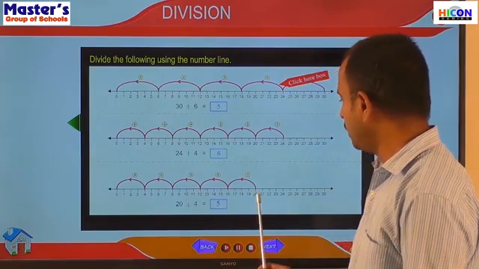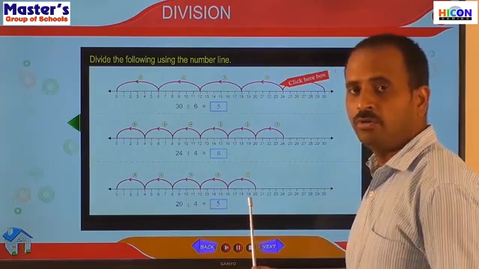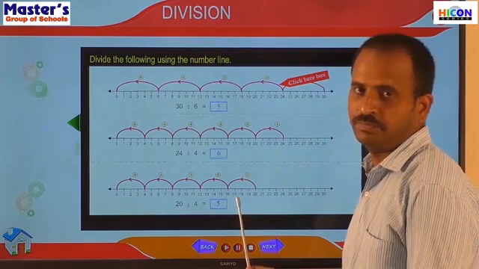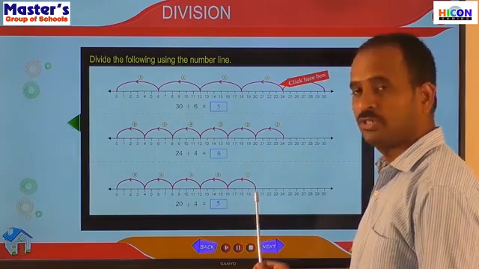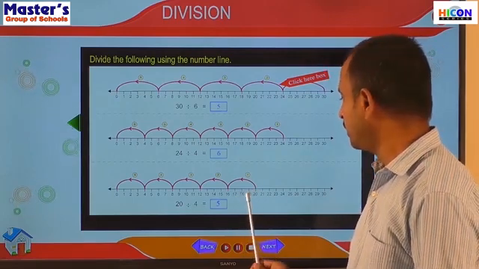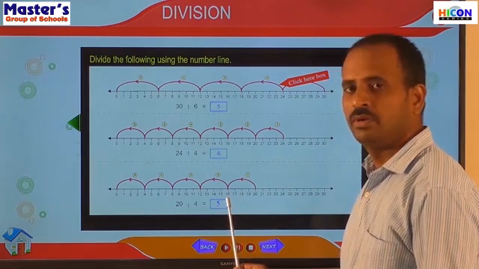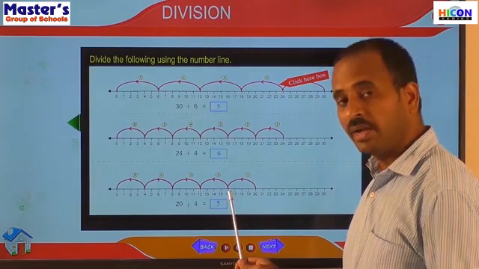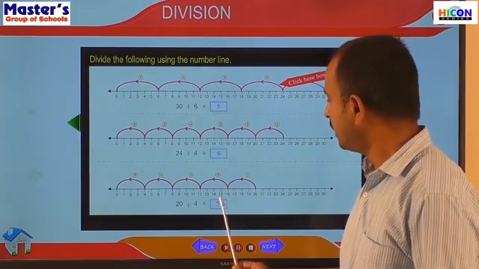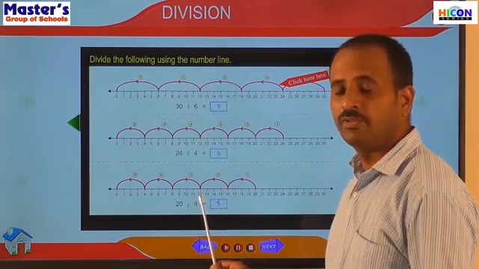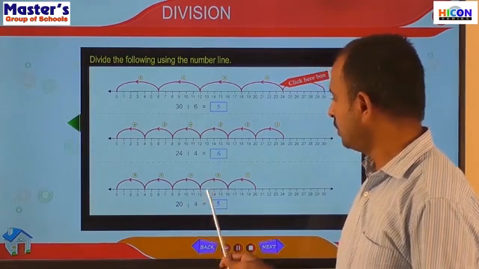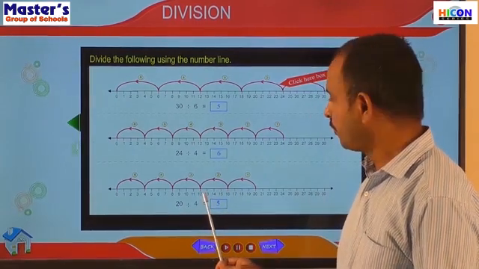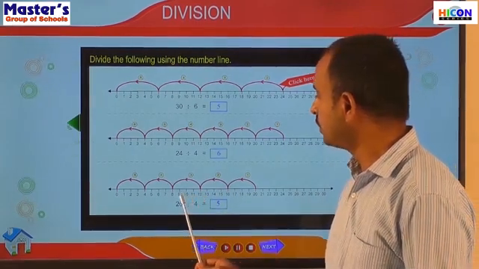So children, start from 20 and count 4 numbers for each step. Count 4 numbers starting from 20. That is 1, 2, 3, 4. So we have reached 16 after the first step. And again count 4 numbers: 1, 2, 3, 4. And we have reached 12 after the second step. And again count 4 numbers: 1, 2, 3, 4.